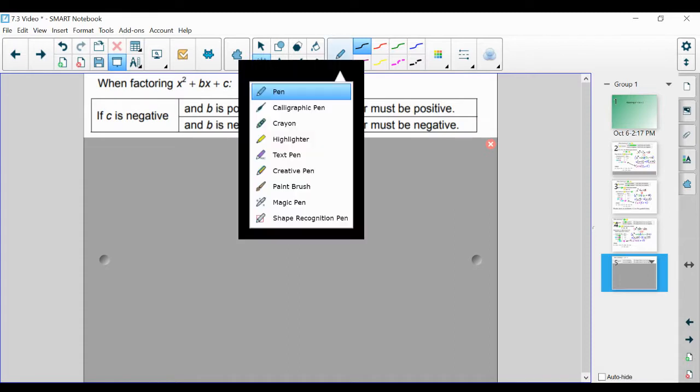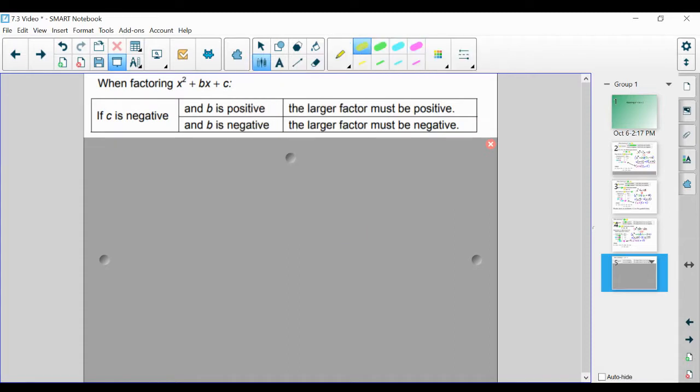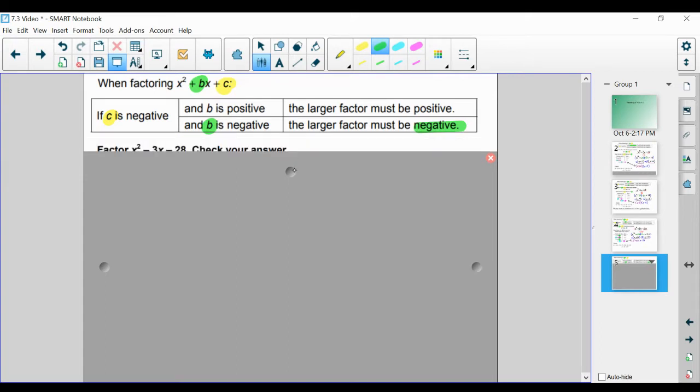So this time, if we're talking about C being negative and B is negative, then the larger factor is going to be negative. So let's go through an example to show what that means. Let's say we have x squared minus 3x minus 28. You're going to see that our constant term, the term without a variable, is negative. And we have that middle term, its coefficient is negative. It's -3, which means the larger factor of whatever we're trying to find, that is going to be negative.